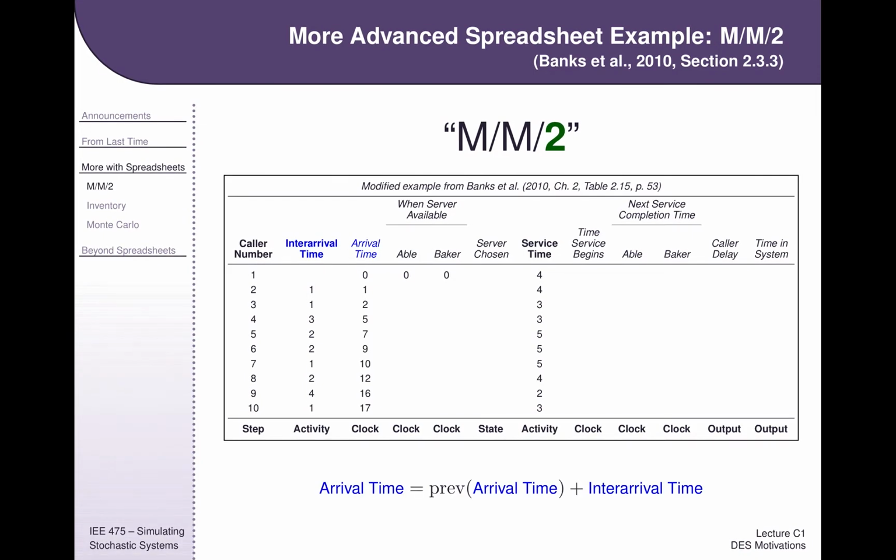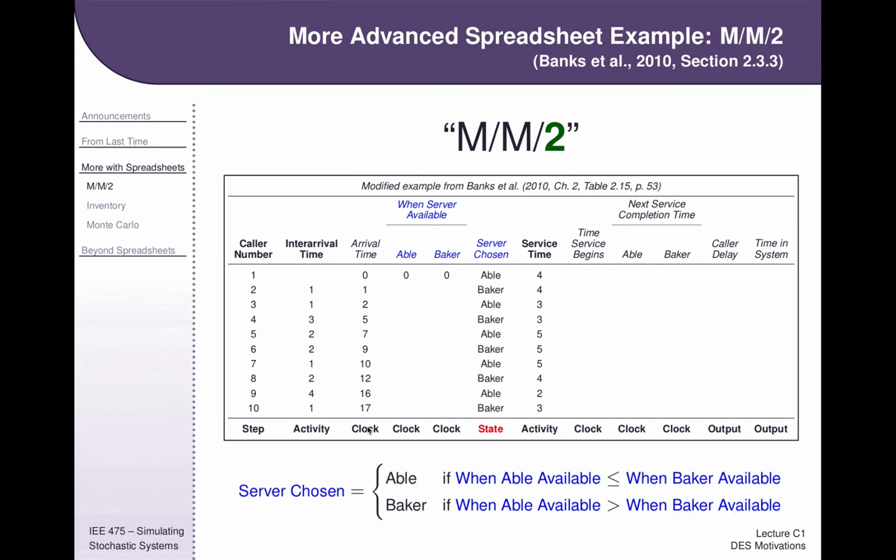So the arrival time doesn't change. It's the same formula as in the MM1 case. We just take the previous arrival time and we add to it the inter-arrival time for this particular customer. So how long did this customer wait in between the previous customer? So we can end up populating that whole column there.